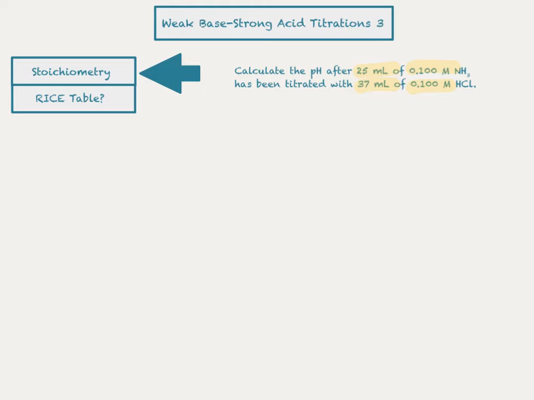To show you what I mean, we'll set up our regular RICE table with the reaction that we're doing with our weak base and our strong acid. Now I'm writing this without the chlorine in there so that we can have a net ionic equation.